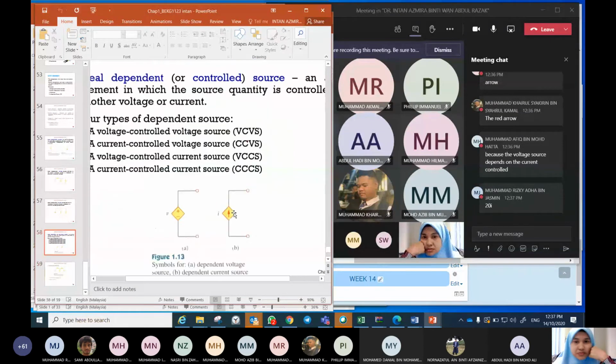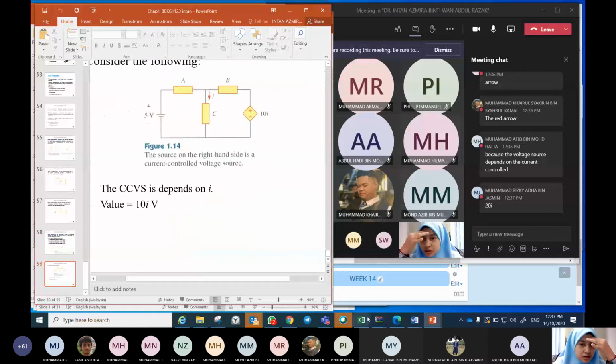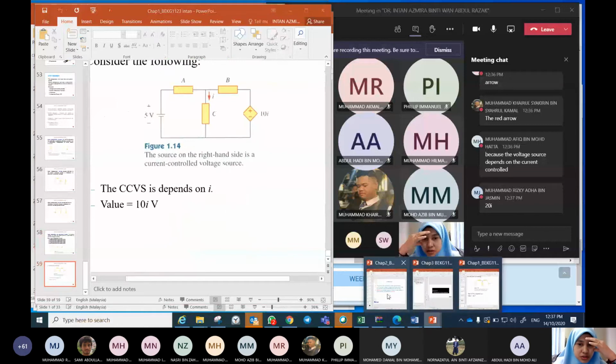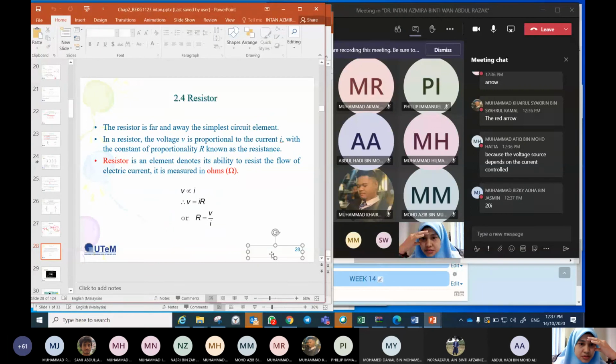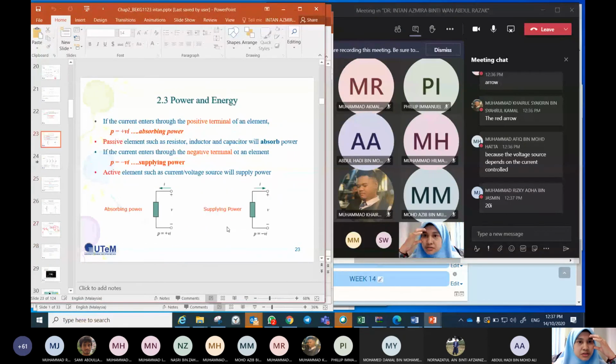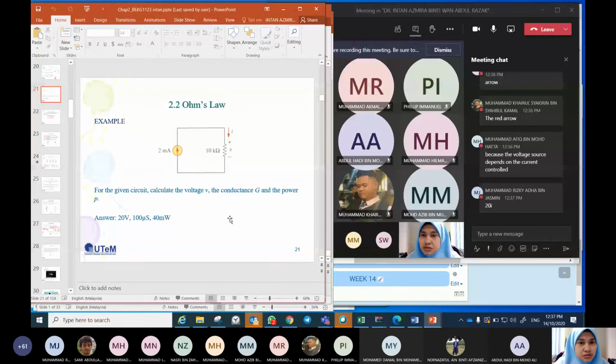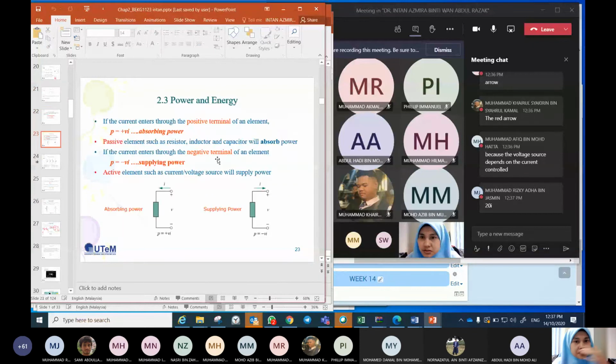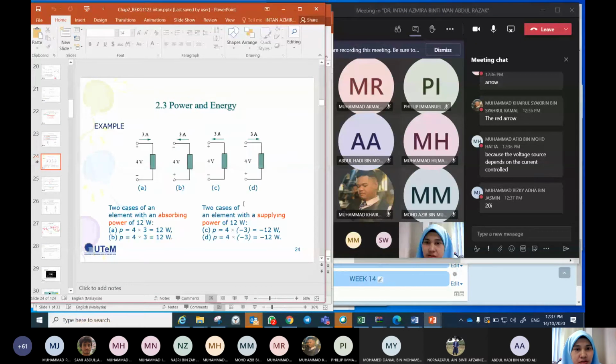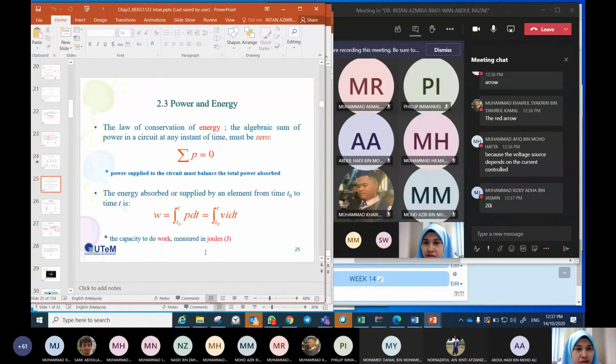Okay, what else? Power is actually in chapter 1, but it is located in the chapter 2 slides. Can you understand absorbing and supplying? I explained this in my previous video yesterday. If you watch the video, inshallah you can understand. Or do you want to ask anything about power or this chapter 1?